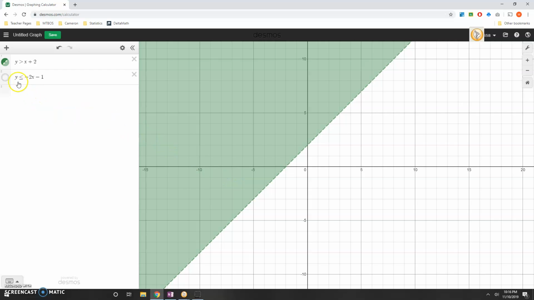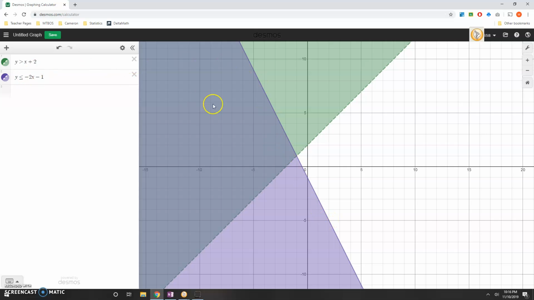For your second inequality, you had y is less than or equal to negative 2x minus 1. So here's what this one should look like. First off, you have a y-intercept of negative 1. Your slope is down 2 over 1, down 2 over 1. And since we are less than, we are shaded below. So our intersection, what should have been highlighted in both colors, is this one all the way over here.